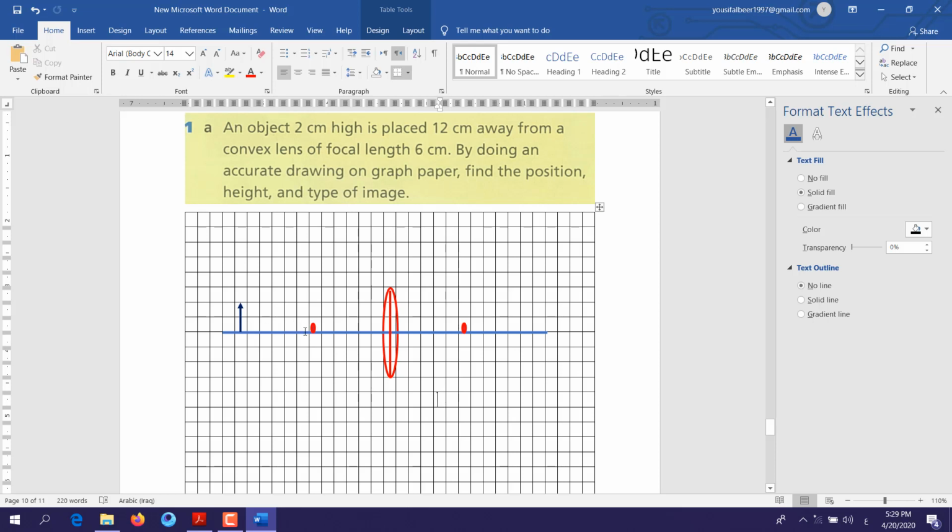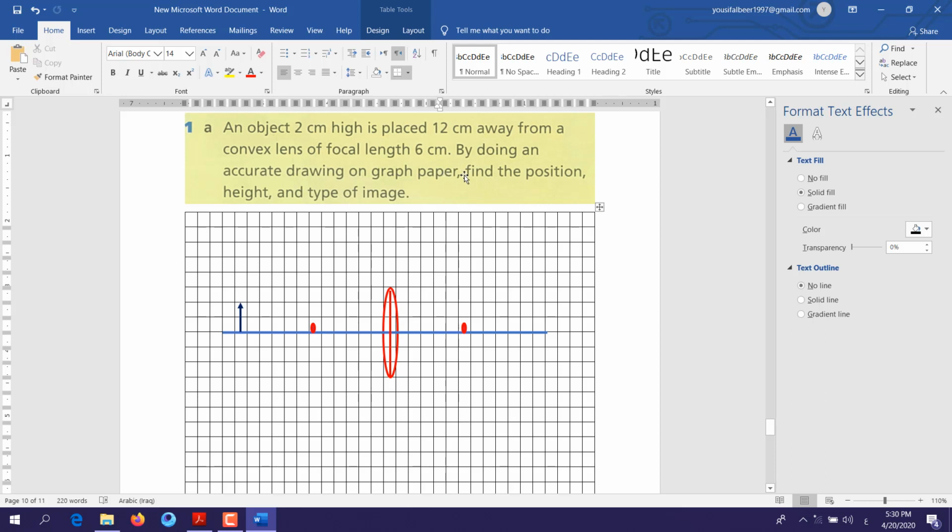Okay. Now, these are 12 centimeters. Each one square represents 1 centimeter here. So, here will be the position of the object, and the height of it is what? As it's mentioned here, it's 2 centimeters. Then, the red dot represents what? It represents the focal length. Focal length, we said, is the distance from the principal focus to the center of the lens. So it's 6 centimeters. Now we have all the main points for solving the question.